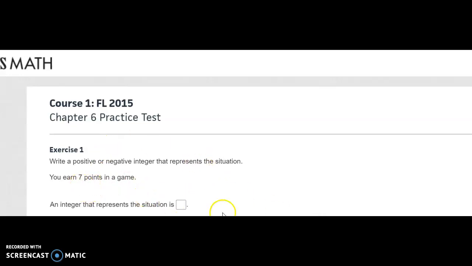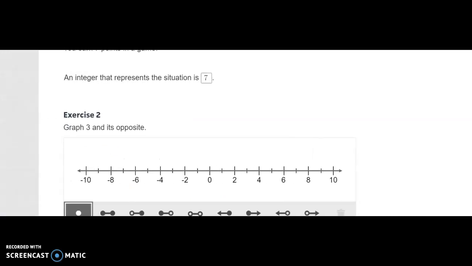You earn 7 points in a game. Well, we know that if we earn something, we have gained it. So we have a positive 7.